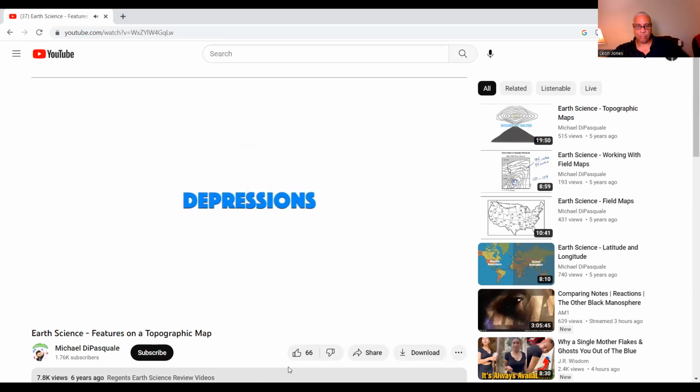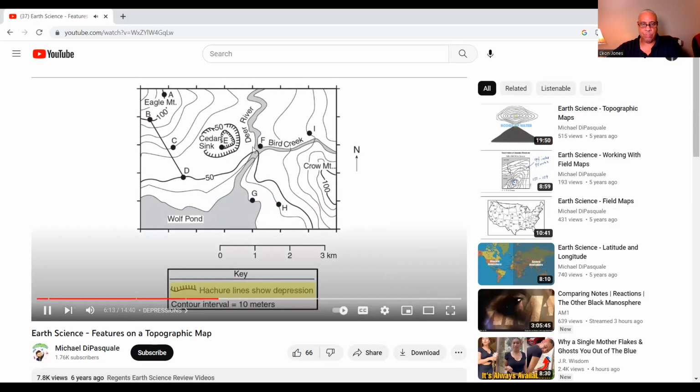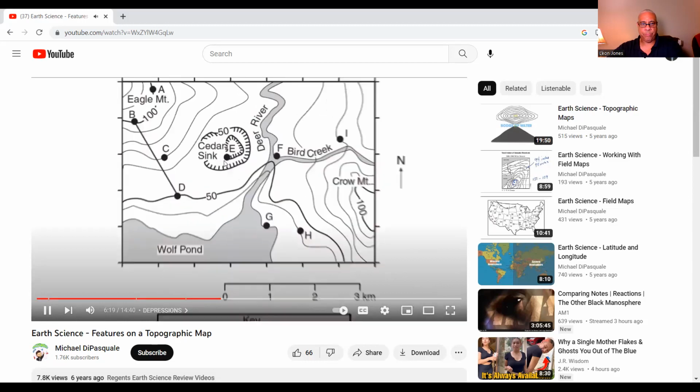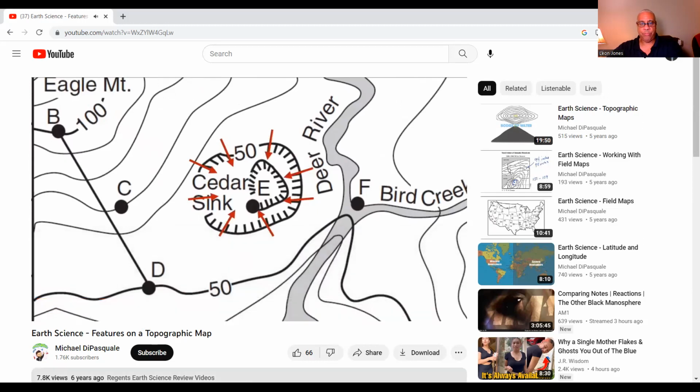Now, depressions can also be shown because not only does the ground always increase in elevation, sometimes the terrain goes the opposite way and gets deeper. And to show depressions, topographic maps use hachure lines. Okay, now hachure lines have little dashes associated with them. And those will tell you that the ground is actually going down instead of up. And there's really two things to always consider when you look for these features. Hachure lines point towards the center of the depression.